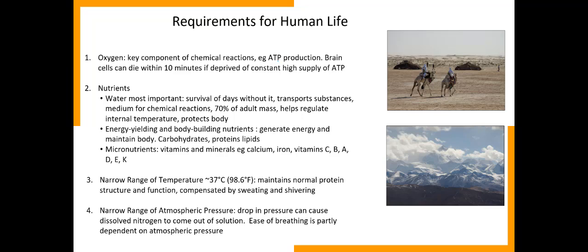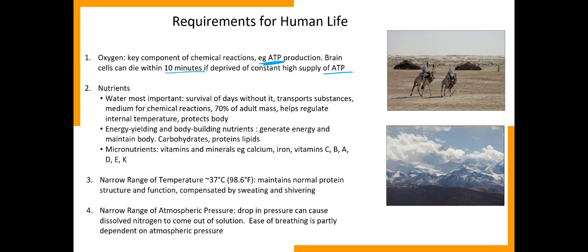Oxygen is needed to produce adenosine triphosphate, or ATP, which is the main energy currency of our body. Our brain can die within 10 minutes due to lack of oxygen supply, because, as I said, oxygen is needed to make ATP. ATP is needed for the brain to survive.